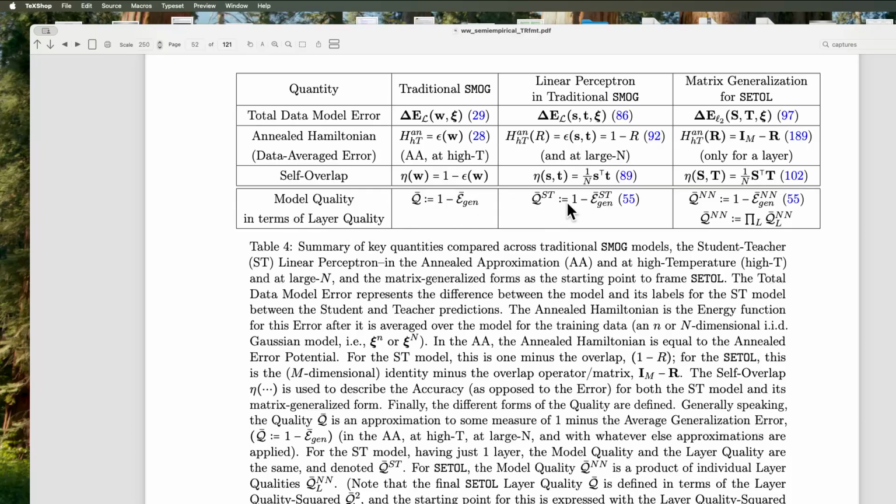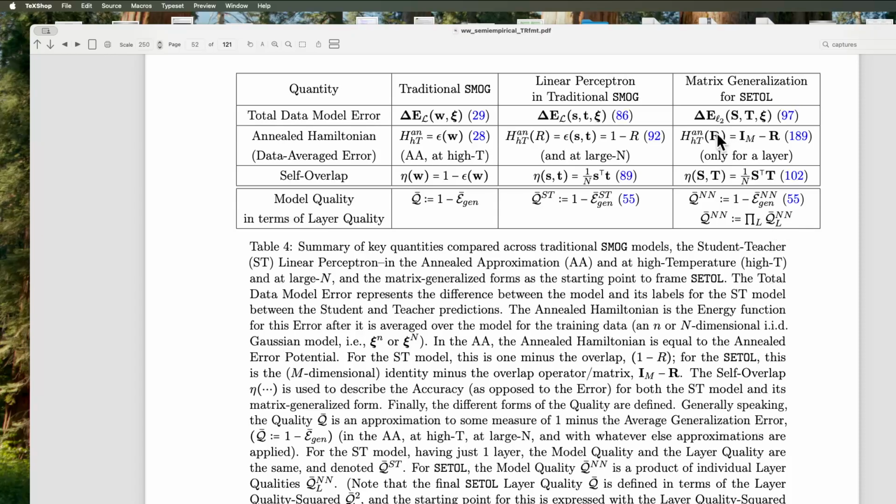And the quality of that layer is, we have this idea that the quality of the total model is the product of the quality of the individual layers, and the quality of the individual layer is given as 1 minus the generalization error. The total accuracy of the model is 1 minus the generalization error of the model, which is then written as, in the high temperature limit and in the high temperature Yield approximation at large N, this quality of the model, or basically the accuracy of the model, is given as a product over the accuracy or qualities of the individual layers, which can be written in terms of the Hamiltonian.